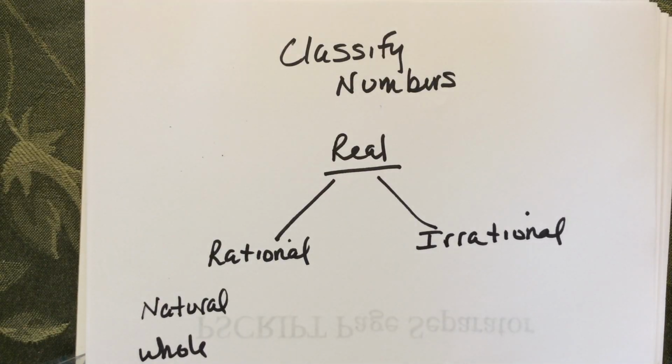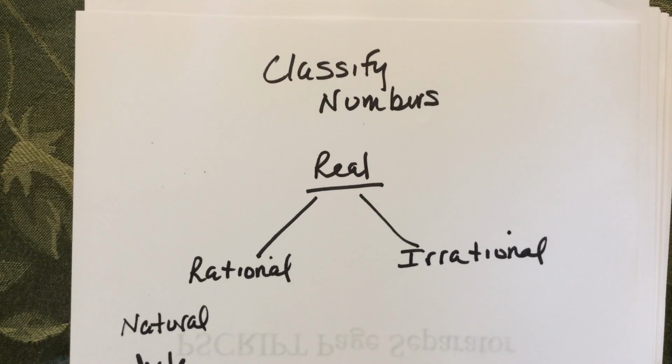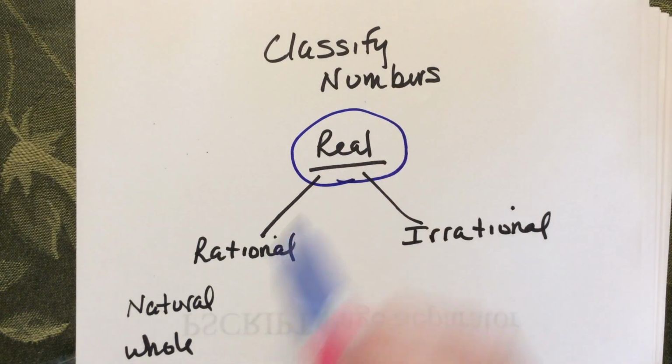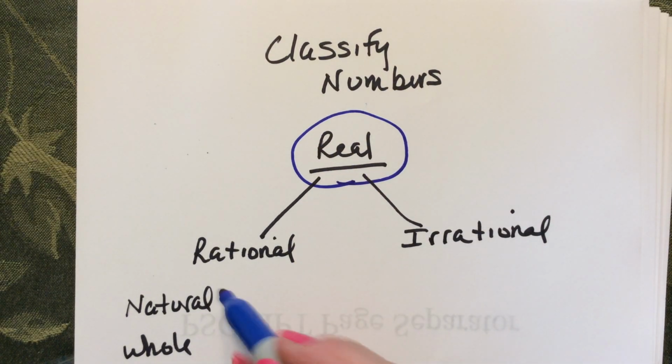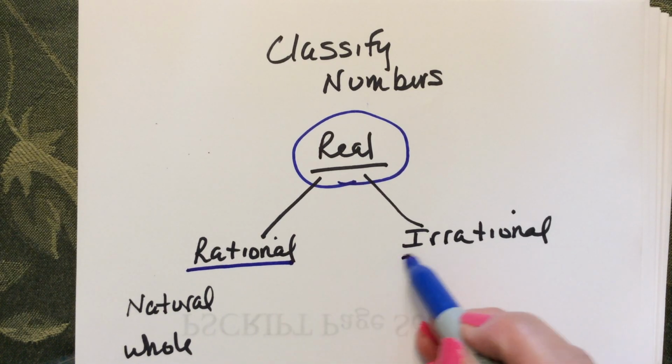Okay, now let's go back to rational and irrational numbers. What we're going to do now is classify. So I have a couple extra names to call these numbers, okay? So we had first, our main category is real numbers, and then I have the category rational and irrational.